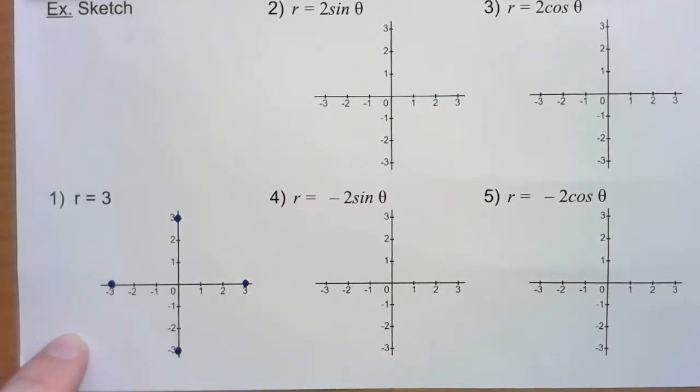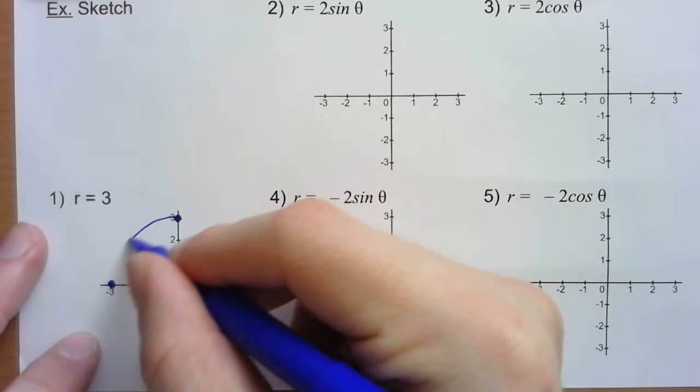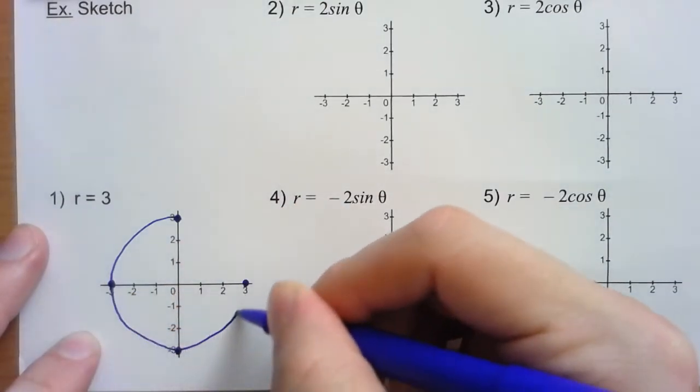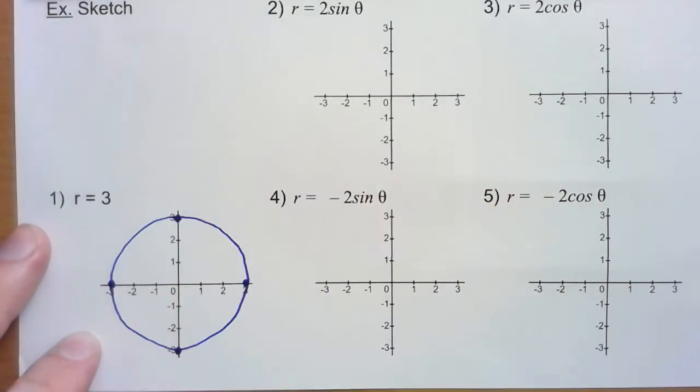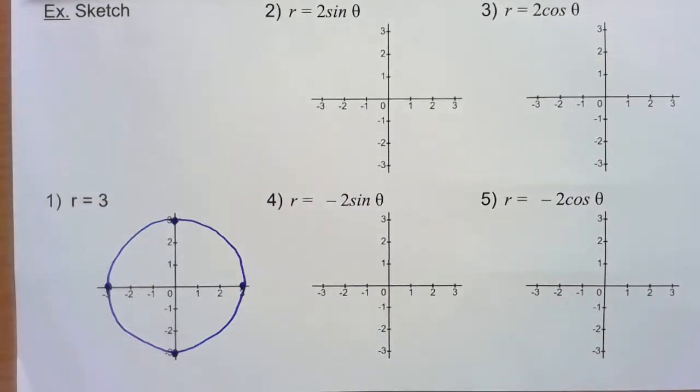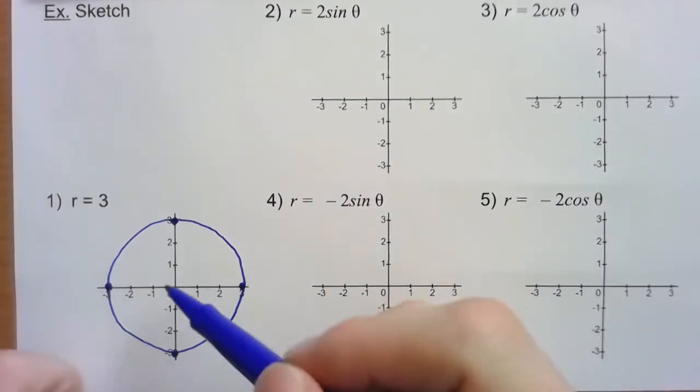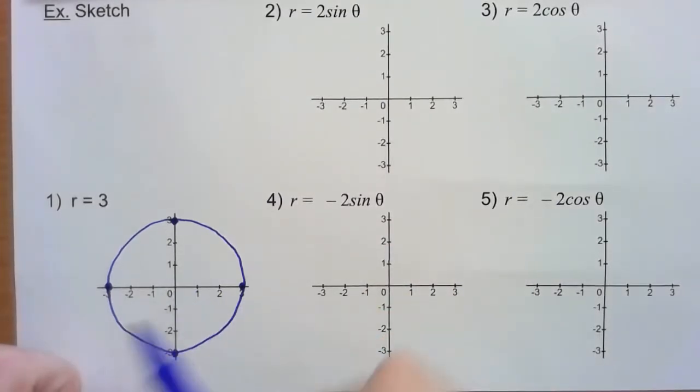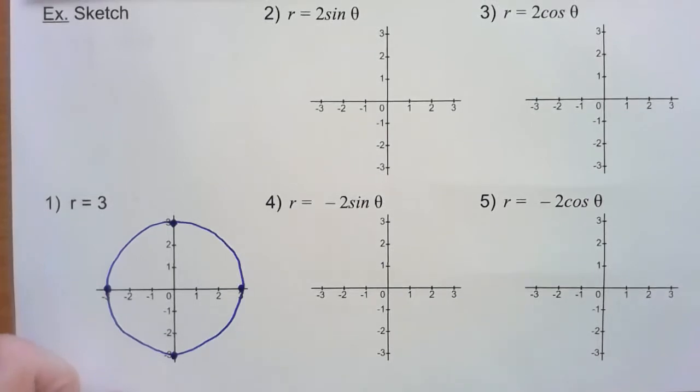This is actually the definition of a circle. This is a circle centered at the origin with a radius of 3. The definition of a circle is the set of all points a certain fixed distance from some center, right? So we've got a fixed distance of 3 from the origin being the center. It's just a circle. Easy. All right.